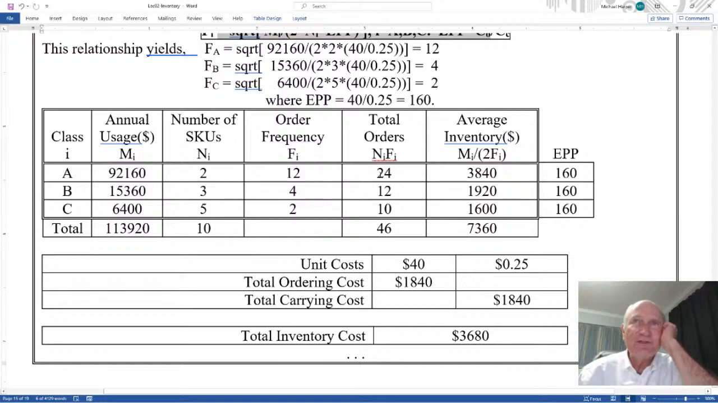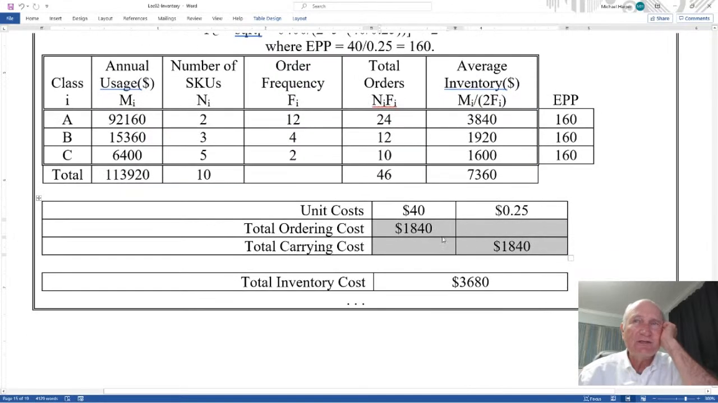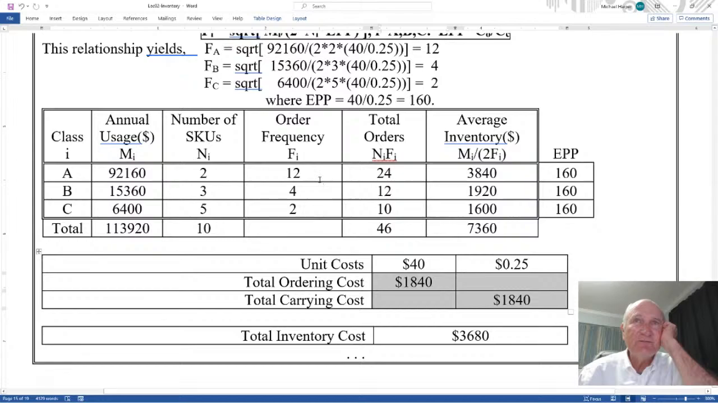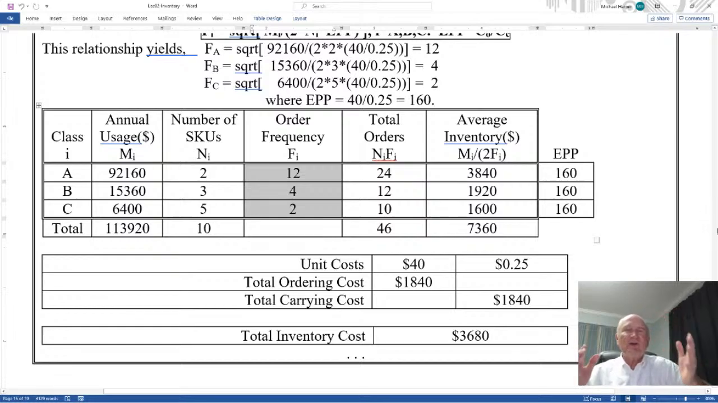Well, I go through the same cost analysis of my orders and my average inventory, and notice my ordering cost and carrying cost are equal now, and so this becomes my optimal inventory policy. Not expressed as lot size, not expressed as inventory period, expressed as order frequency. Because the order frequency will identify your lot size and your inventory period.